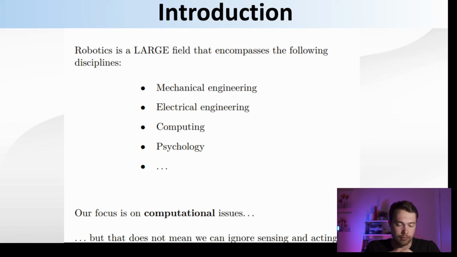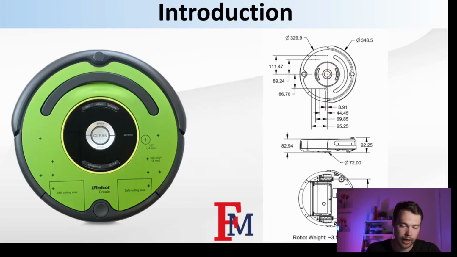Our focus is on computational issues, of course, but that does not mean that we can ignore sensing and acting. Okay, so here's an example. Here's the picture of the robot we'll be using. It's called iRobot Create 2. At the very center, there is a power button. It's also called clean. What's interesting is that this robot is designed for cleaning. You probably heard of those robots. You basically hit the power button, the clean button. It has a brush, and basically it's like a vacuum cleaner. It walks around the room using a certain pattern, avoids all the walls, and just cleans everything.